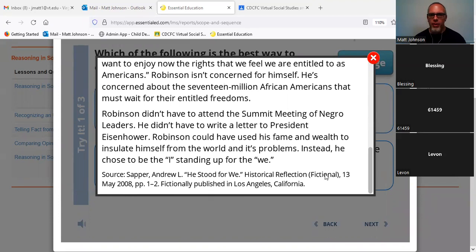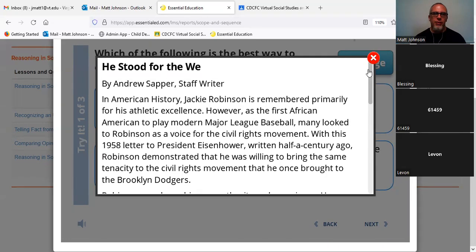and always remember, usually we'll have some reference material at the end, that'll kind of show where we could find it if we would want to look at that in some other context or something like that, the source, and when it was published, where it was published, things like that. So this is recent. This is from 2008, and it was published, fictionally published in Los Angeles, California. Historical reflection. It's a fictional account. And the title is He Stood for We by Andrew Sapper.